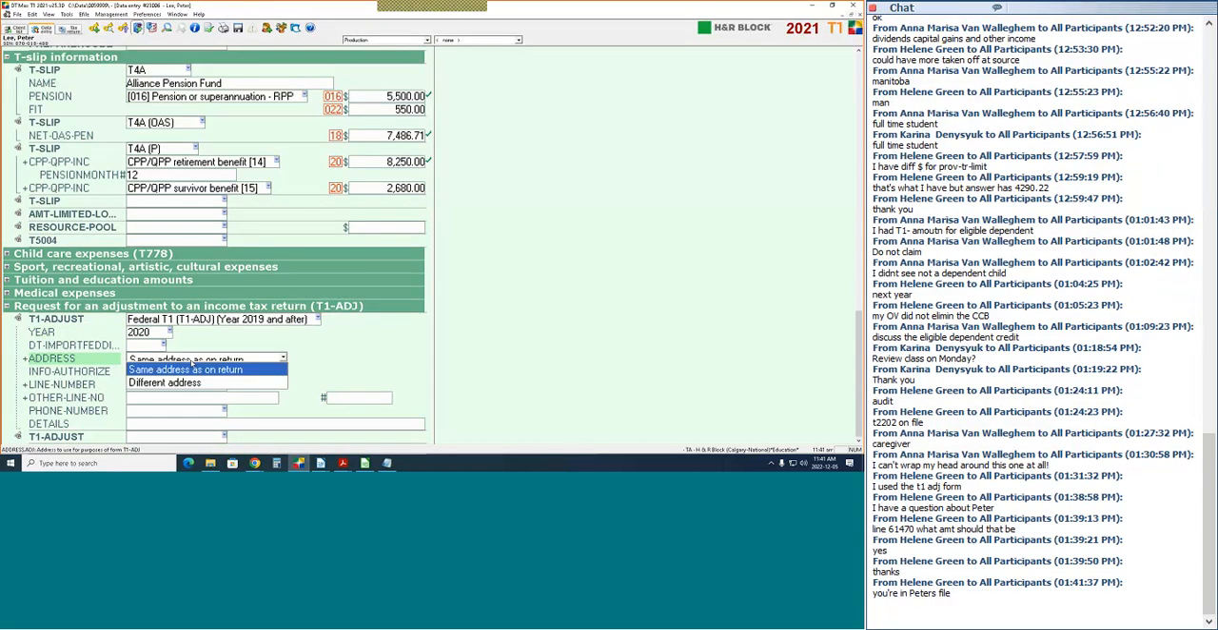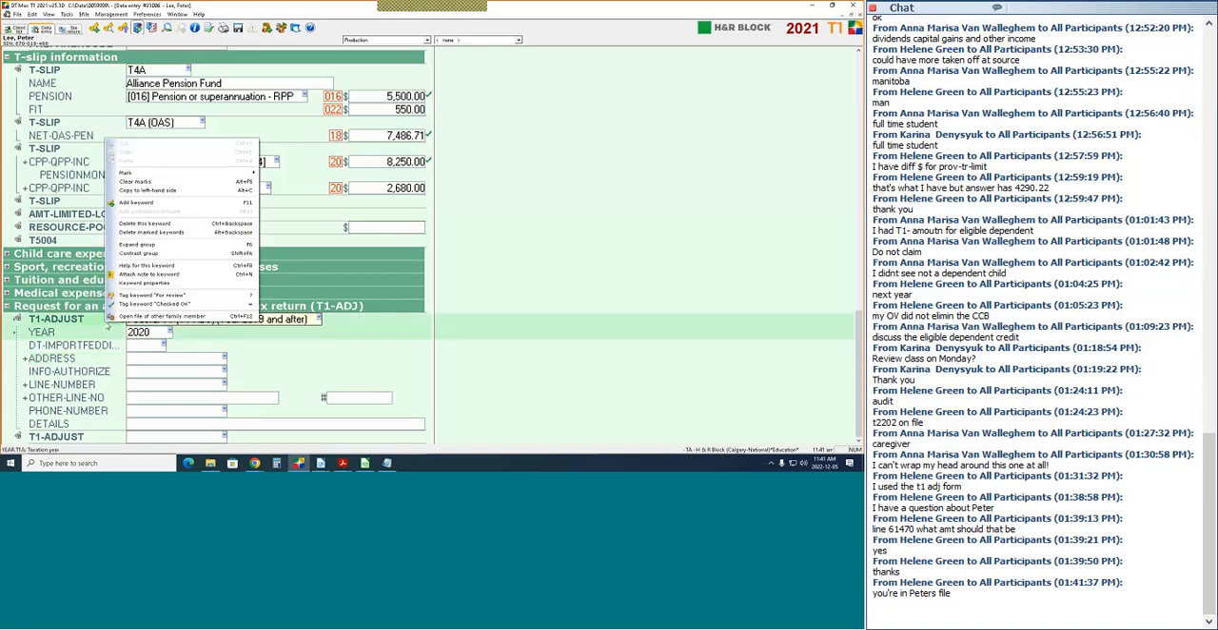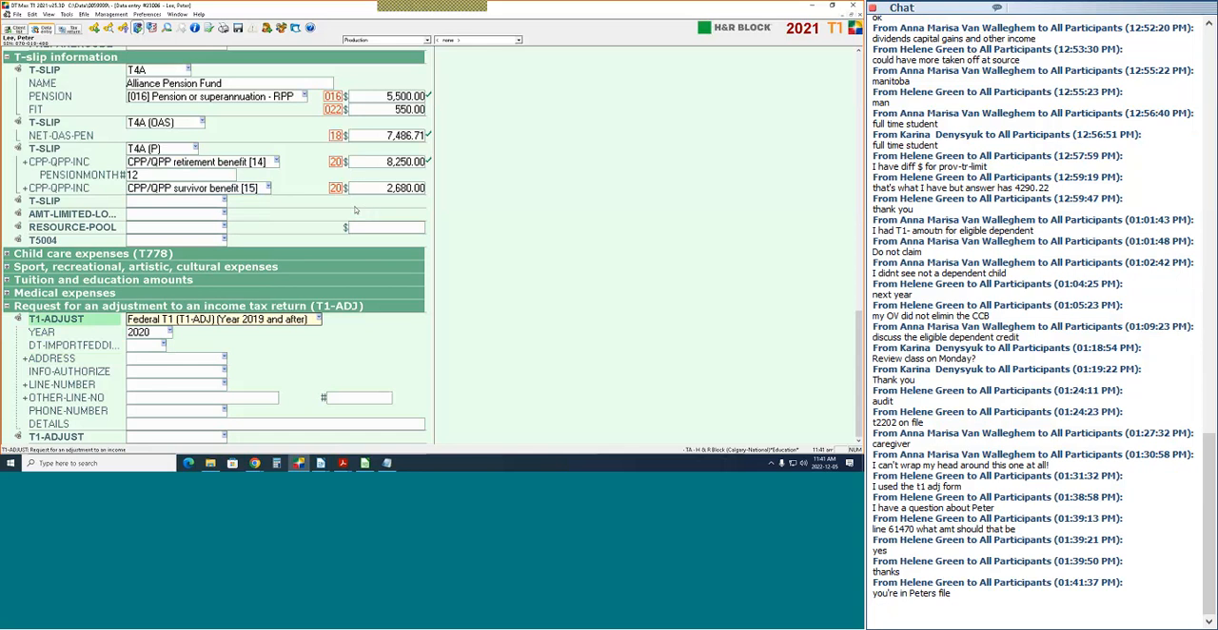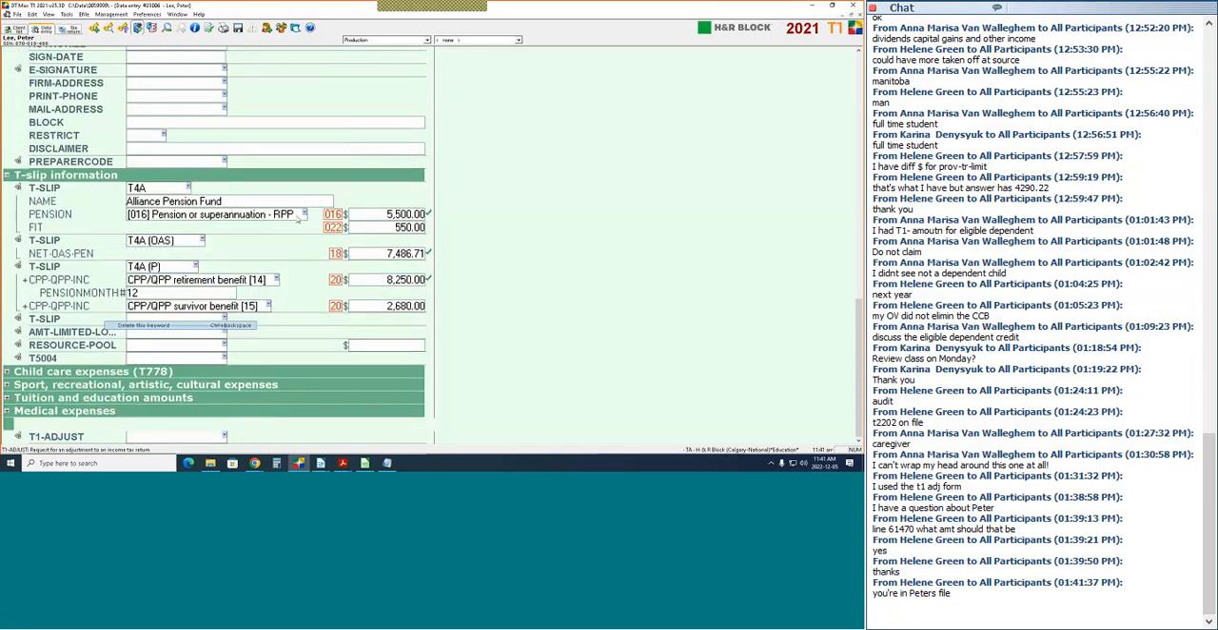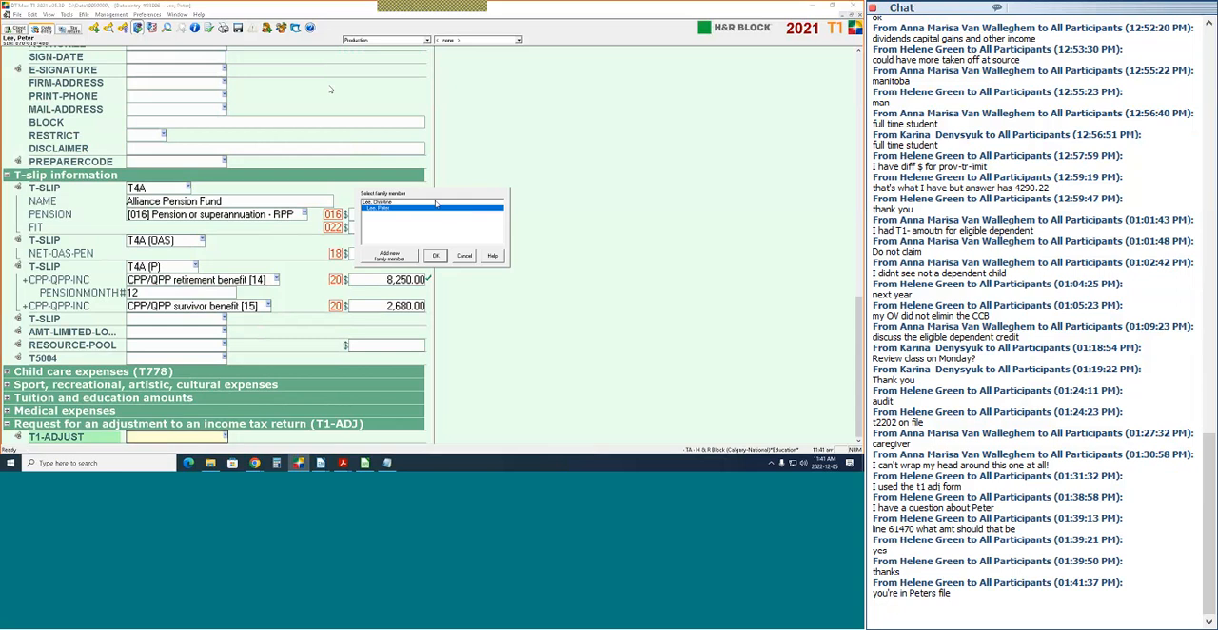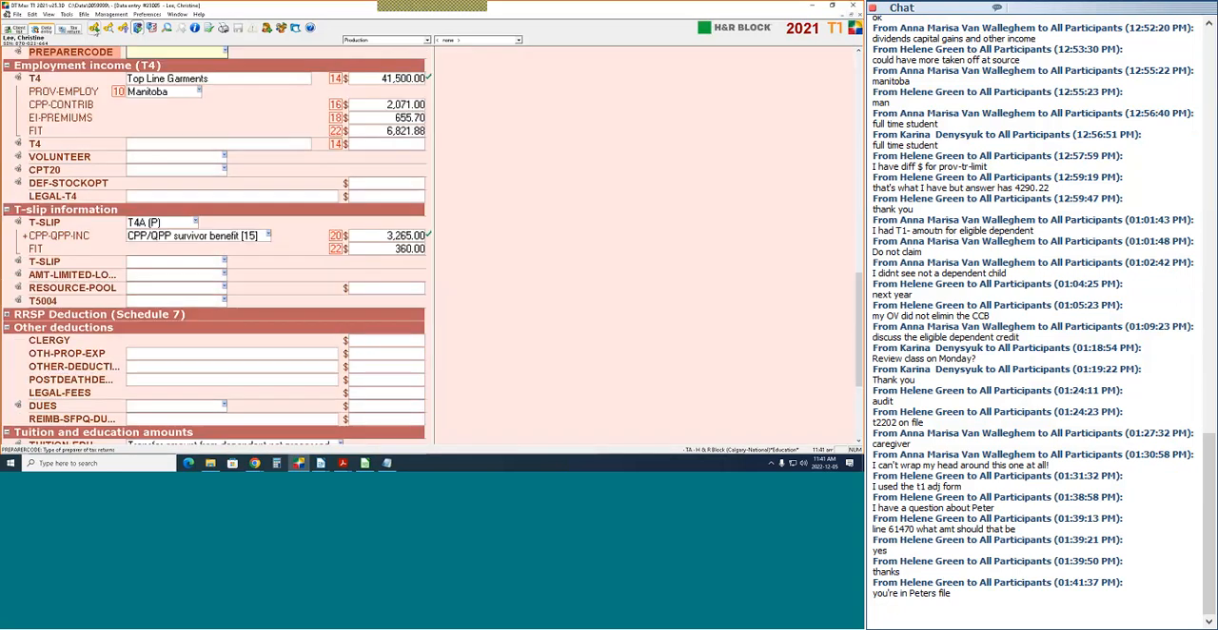It's going to ask for the address, if it's the same as their current return. I am in Peters. Thank you for pointing that out. I will take that out, and I will put it in Christine's because we don't need to adjust Peters. We need to adjust Christine's. This is why it is green.